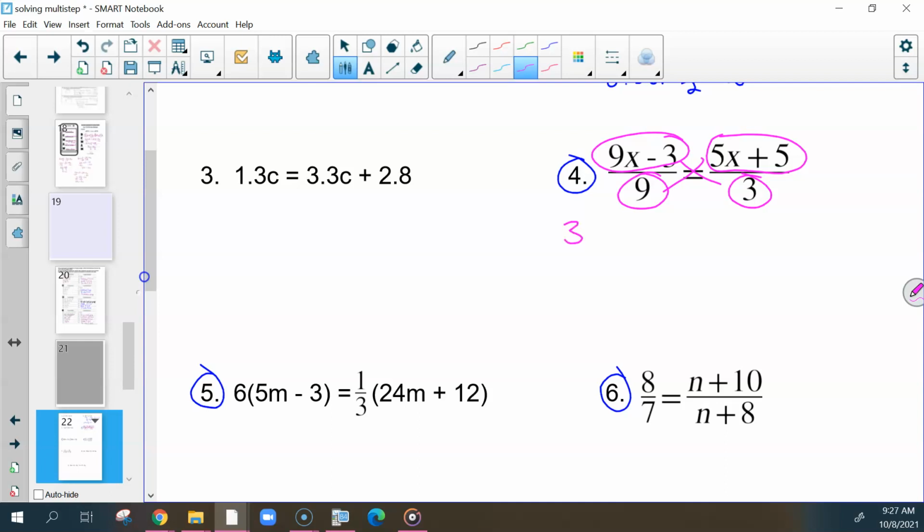So this would be 3 times 9x minus 3 equals 9 times 5x plus 5. Whether you write this over here or this over here does not matter, as long as there's an equal sign in between them. Once it's in this format, the solving part is the same as what we've been doing. Distribute.